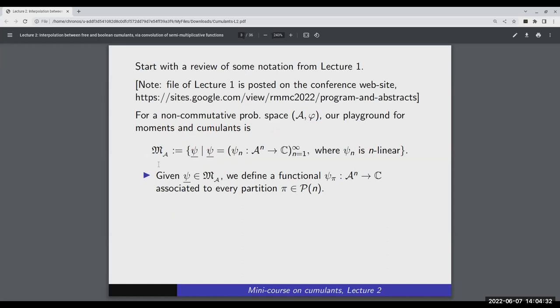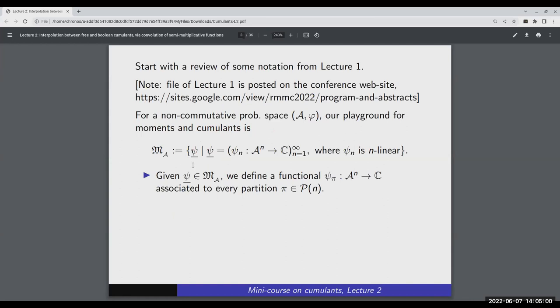So this Gothic M sub A is from yesterday. Let me mention that the file from yesterday is posted on the conference website, if anybody wants to look at it and review the notations. Anyway, there is a non-commutative probability space, and our playground for dealing with moments and cumulants is this M sub A.